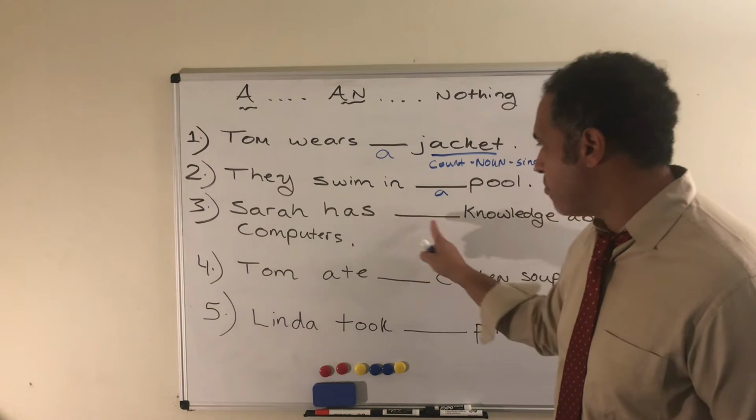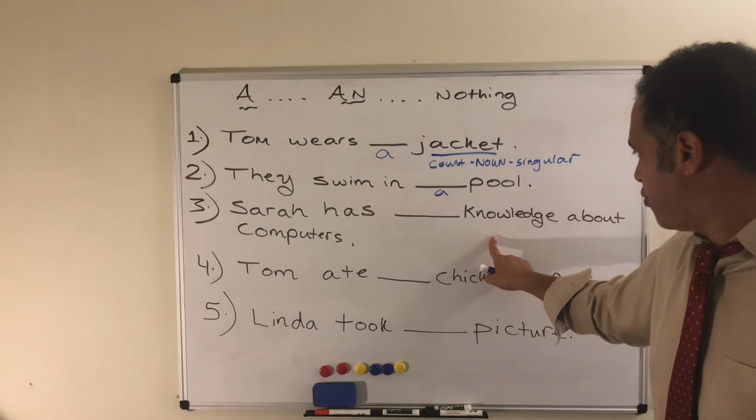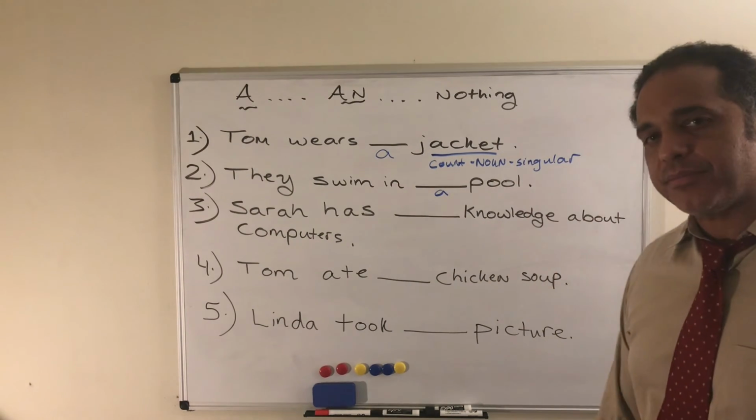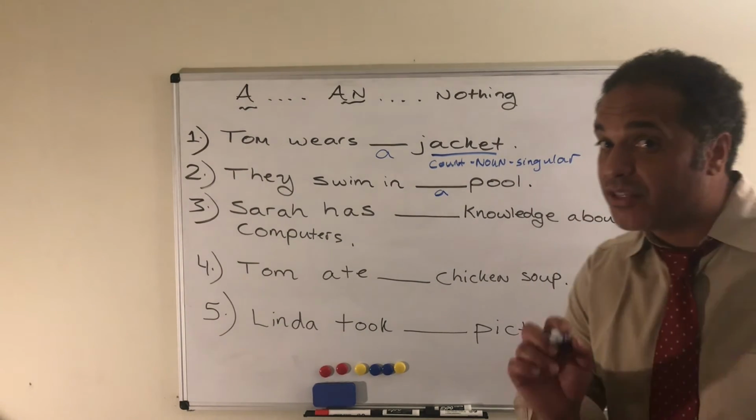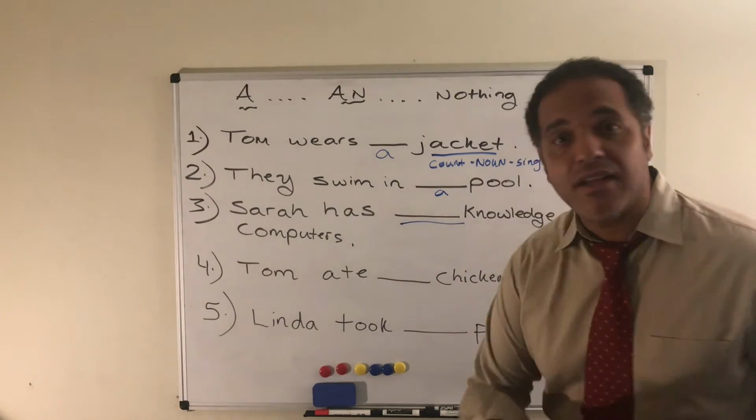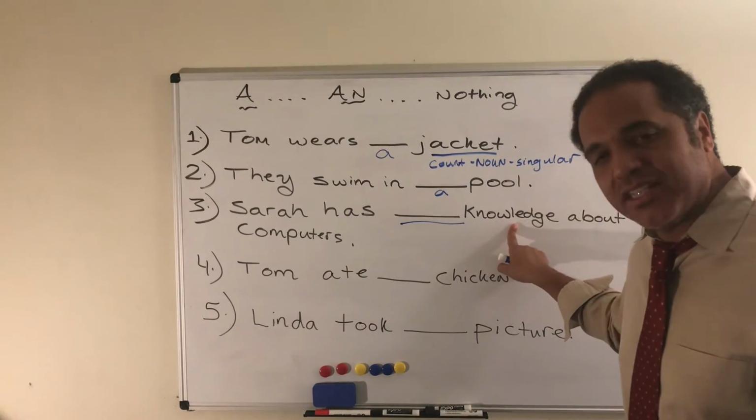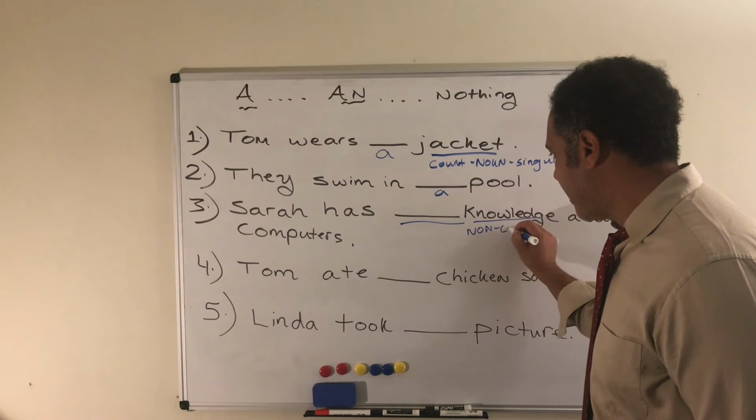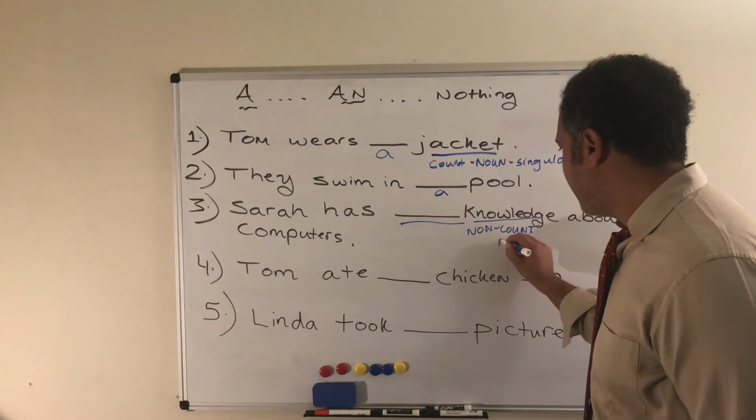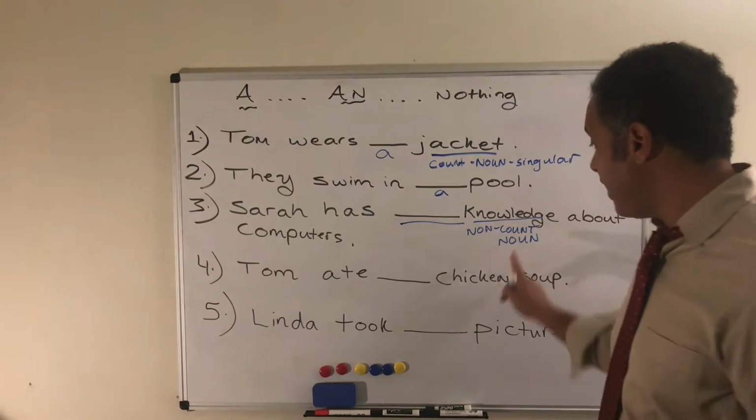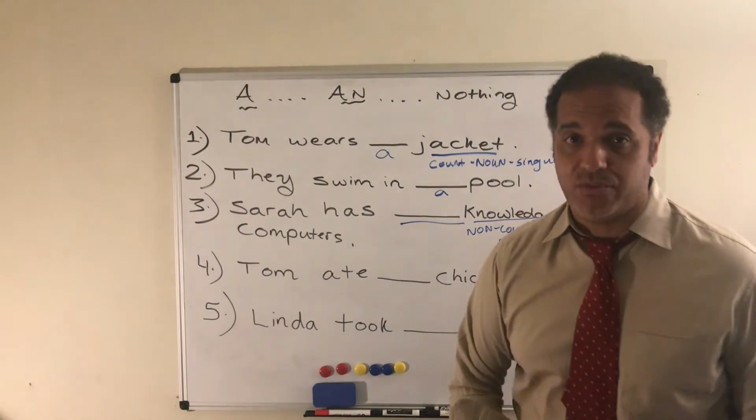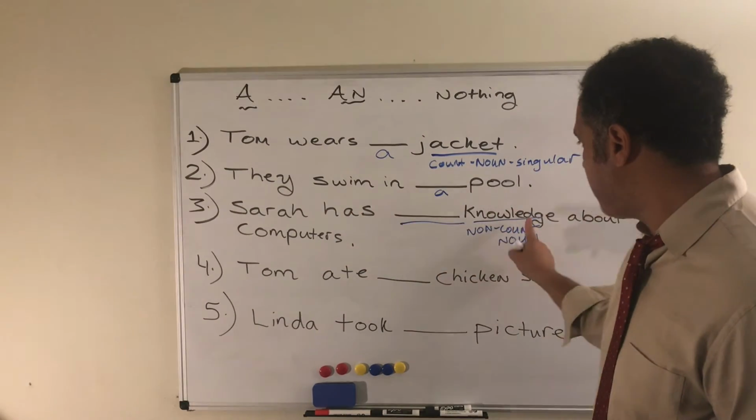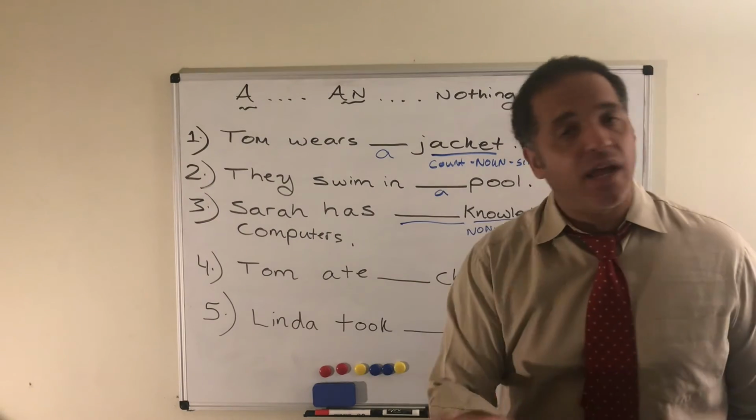Sarah has blank knowledge about computers. Okay, this one should be nothing. Okay, knowledge, guys, is a non-count noun. Okay, it is a noun, but we cannot count it. And there's no way that we can count it. So you can just say Sarah has knowledge about computers, and that's it.